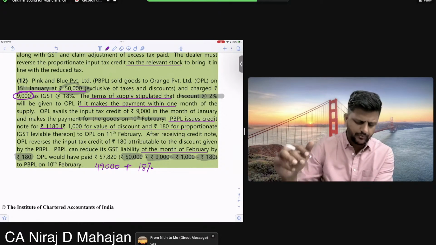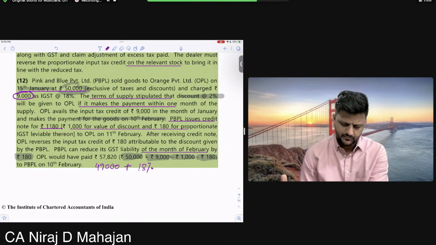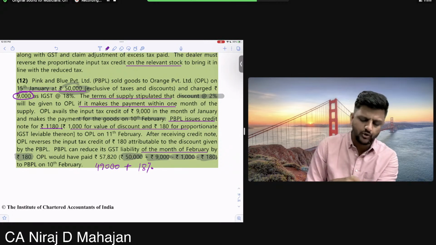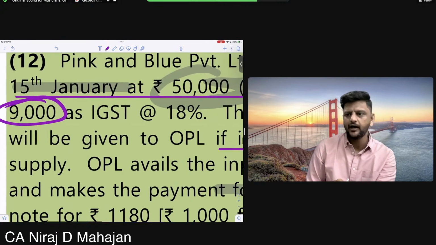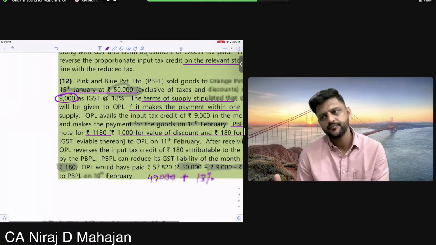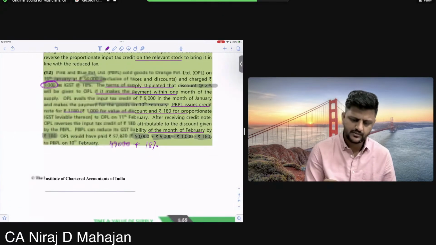To PBPL on 10th February. Done till here, all of you? So here, since my cash outflow is already 59,000 from the buyer's point of view, I am taking the benefit, how? By getting the credit note. Fine till here? Okay, this is a good example.